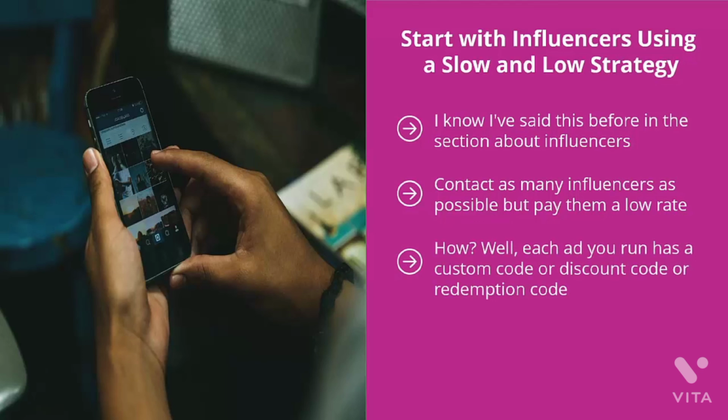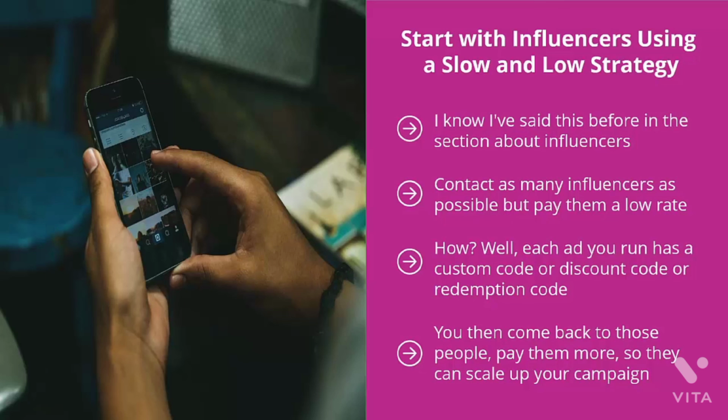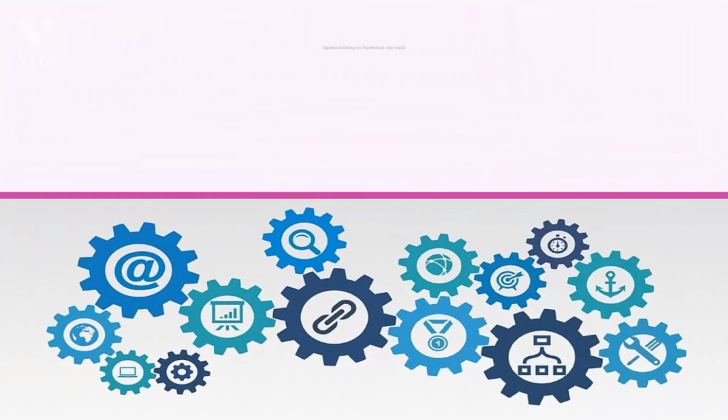How? Well, each ad you run has a custom code or discount code or redemption code. You will be able to see which ones actually produce results. You then come back to those people and pay them more so they can scale up your campaign. They obviously are real and they're credible enough with their followers for them to drive actual sales.